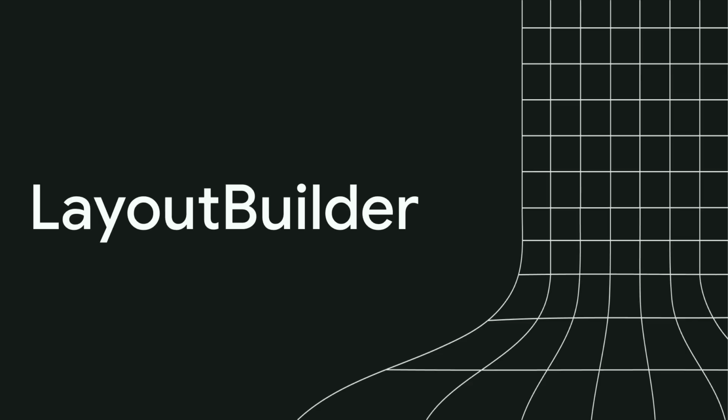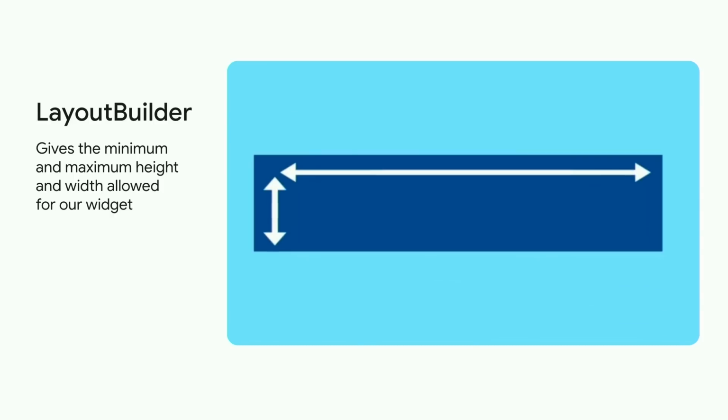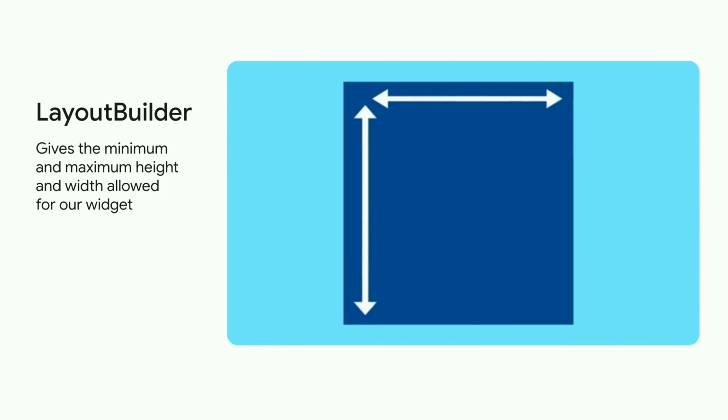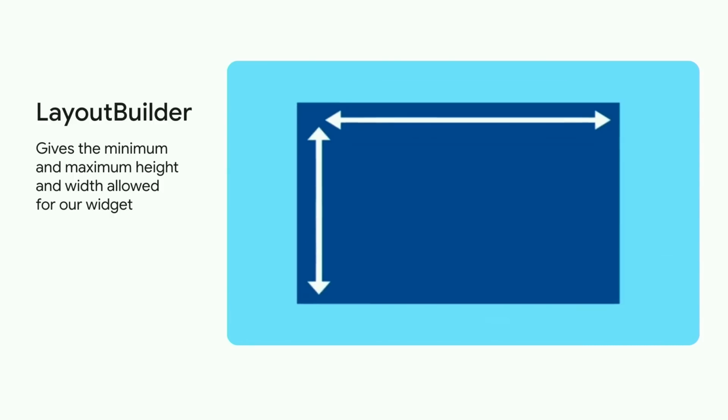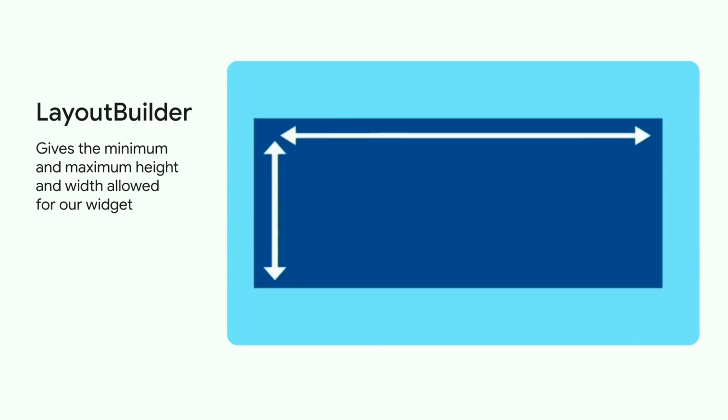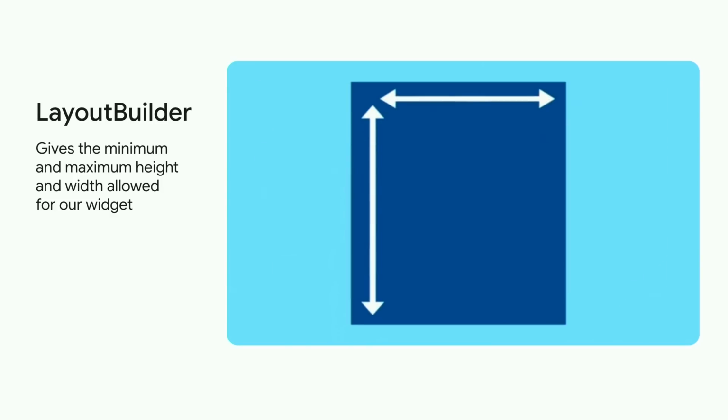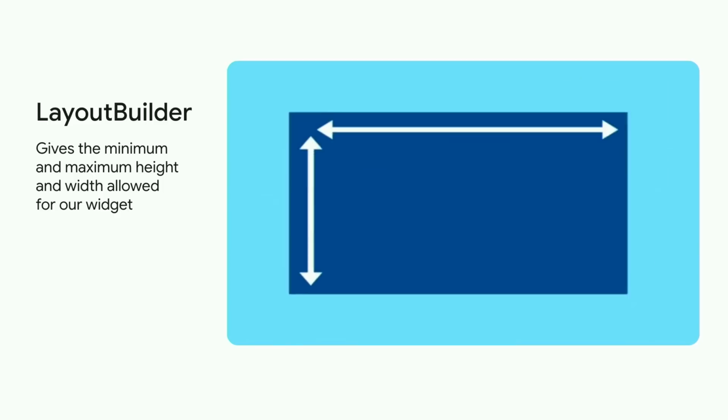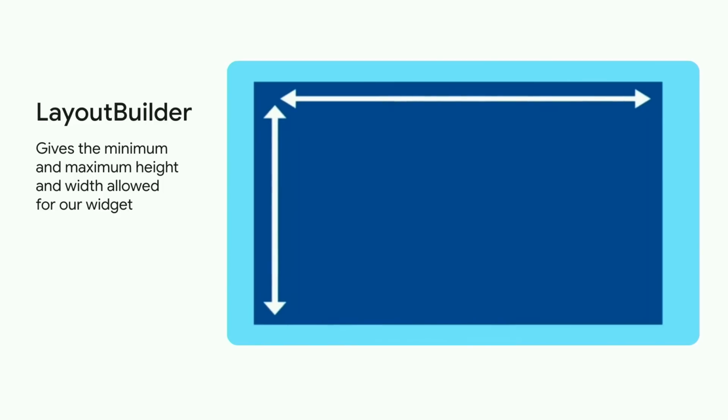Moving on to Layout Builder, it helps us accomplish a similar goal as MediaQuery's SizeOf, but with some important distinctions. Rather than always giving us the size of the app's window, Layout Builder gives us the layout constraints from the parent widget. This means that we'll get sizing information based on the specific spot in the widget tree that you add the Layout Builder to.